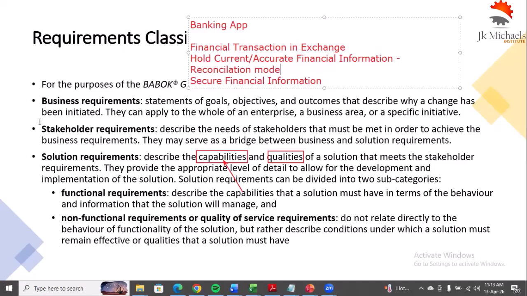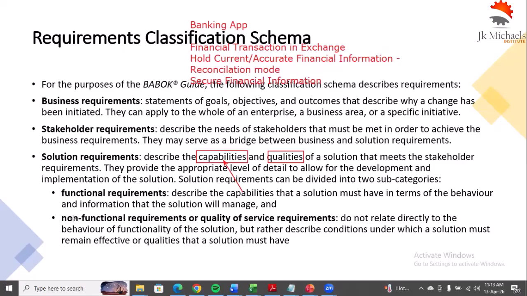But again, beyond just the capabilities, there are also non-functional requirements. Non-functional requirements do not directly relate to the functionality. What we have described is the functionality or the behavior of the solution, but non-functional requirements describe the quality.